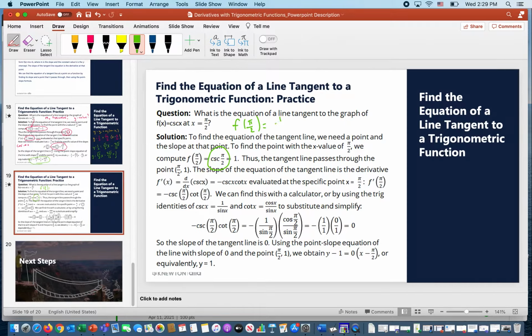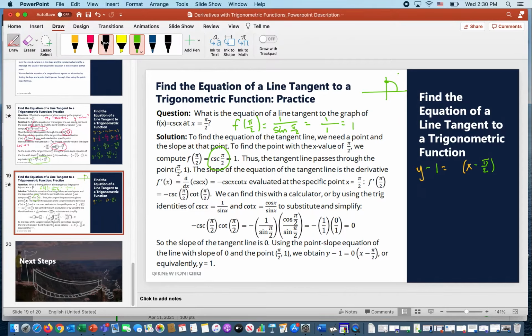Let me give you a little background. Cosecant is the same as finding the sine value and flipping it. So the sine of pi over 2 we know is 1. We base that on the unit circle. Pi over 2 is up here. And if I flip 1 over 1, I just get 1, right? So I already know that my y value is going to be 1. So we'll have y minus 1 equals, I don't know that slope, but I do know that the x value is going to be pi over 2.